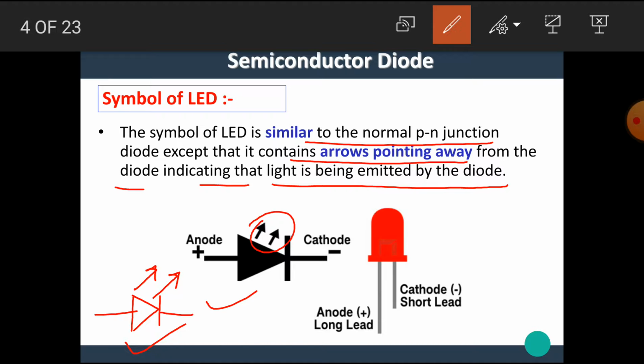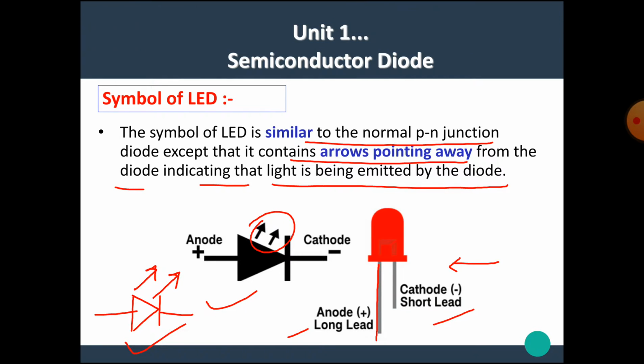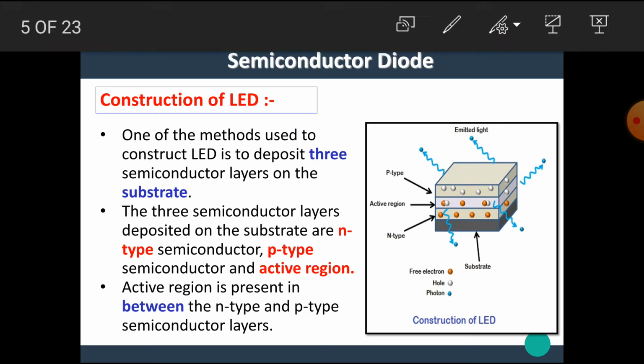I hope you all understand the basic difference between the symbol of the normal PN junction diode and the symbol of the LED. This is the actual LED, in which the long terminal is the anode and the short terminal is the cathode. Okay, now let's see the construction of the LED.